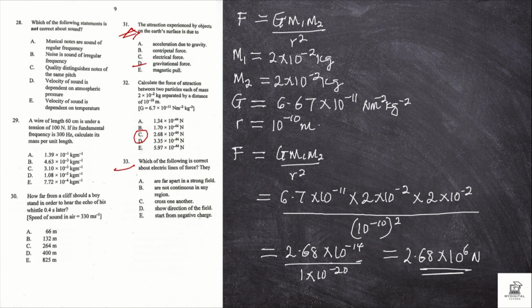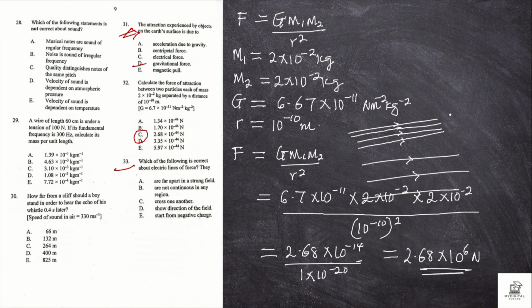For electric lines of force, they are strong when they are relatively close together. So we have a very strong field here compared to this, where the field is weak. So option A is wrong, right? Now you're looking for the correct one. Option B says they are not continuous in any region. They are continuous, so it's also wrong.